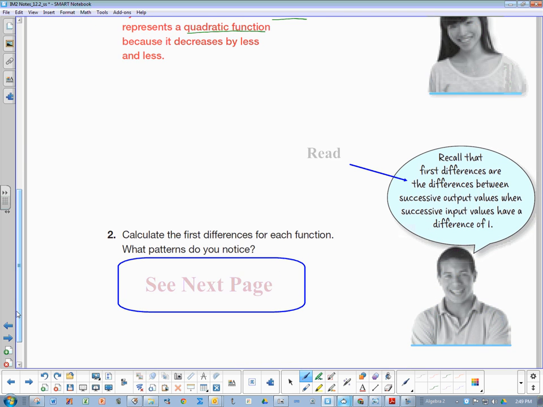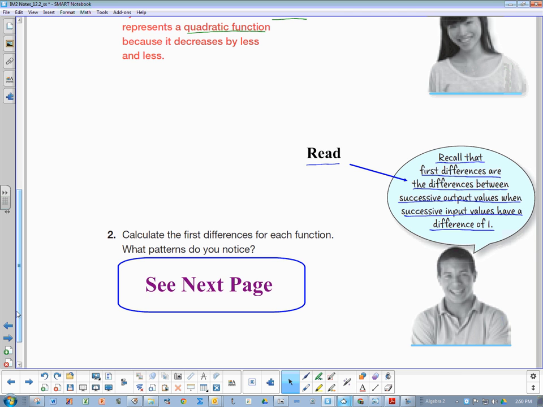Okay, as you're reading down your page, if you want to pause the video, that's fine. I want you to be able to read this. I put this little reminder in there, even for me. So recall that first differences are the differences between successive output values when successive input values have a difference of 1. Now, there's a lot going into that statement. I want to show you what this means.